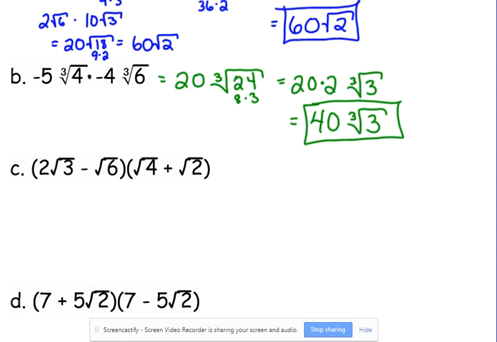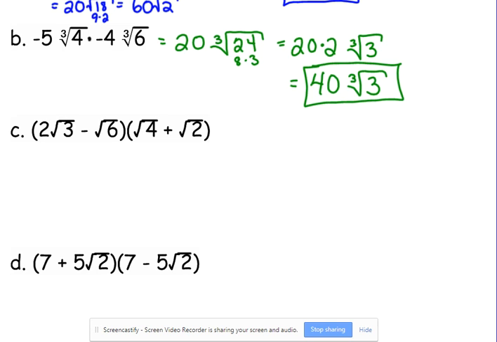Now, let's switch it up a bit. Those were just monomials. Okay, those were just a single root times a single root. What happens when we multiply a binomial and a binomial? What do we have to do? We have to FOIL. Okay, it doesn't matter that there are no variables. We're just used to there being variables, but it's still 2 terms times 2 terms, so we have to FOIL it.